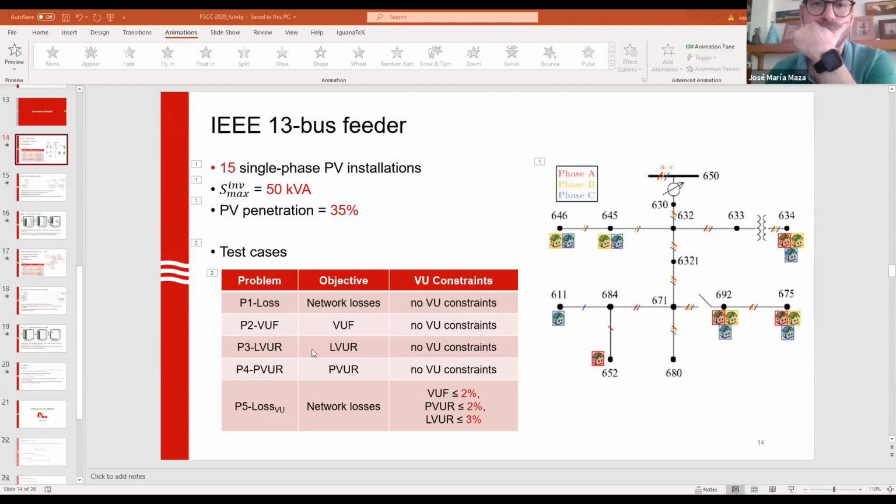And the next question is, what did you control beside inverters? Yeah, the reactive power of inverters was the only controllable variable that we considered in the formulation.